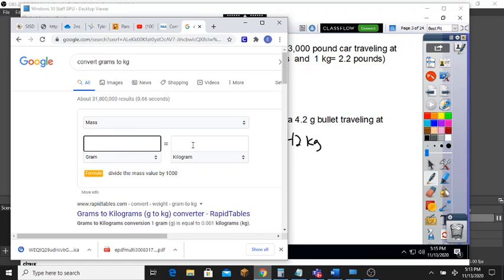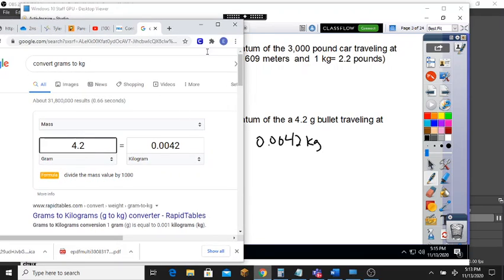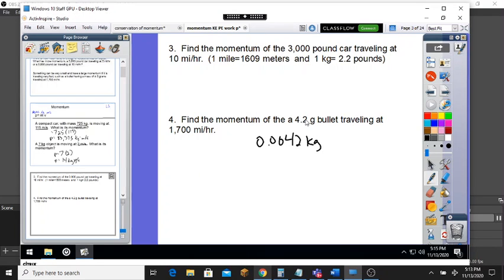So 4.2. There you go. It's exactly what I put, right? Now the trick for that is you kind of have to learn how to go from grams to milligrams and all that stuff. So here we have grams, and to go to kilograms, you just move the decimal 3 times to the left. Okay, but that's besides the point.